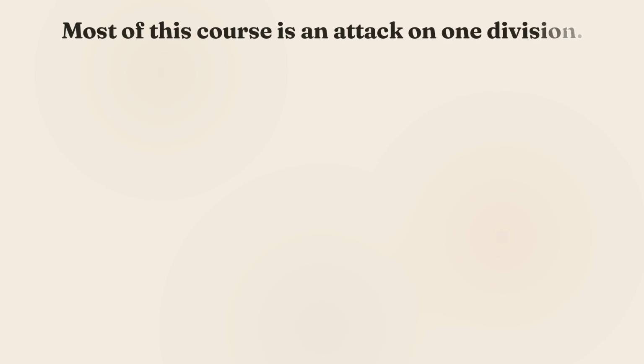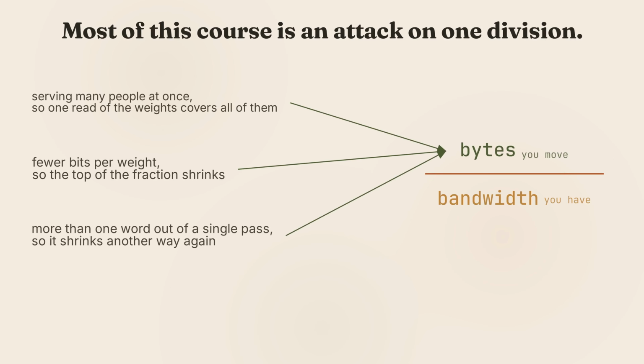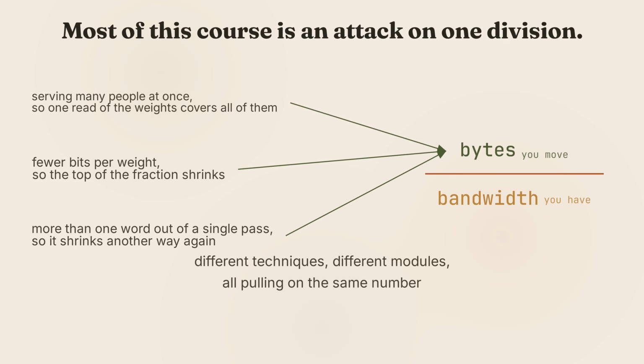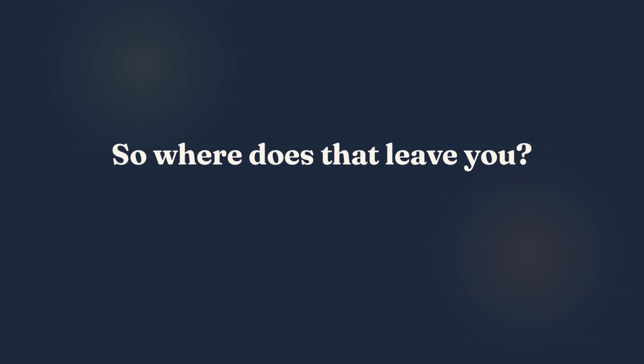So here's the frame I'd like you to carry out of this one. How much of what's coming in this course is an attack on that one division? Most of it. Serving many people at once spreads a single read of the weights across all of them. And fewer bits per weight shrinks the top of that fraction. And getting more than one word out of a single pass shrinks it another way again. Different techniques, different modules, all pulling on the same number. So, where does that leave you?